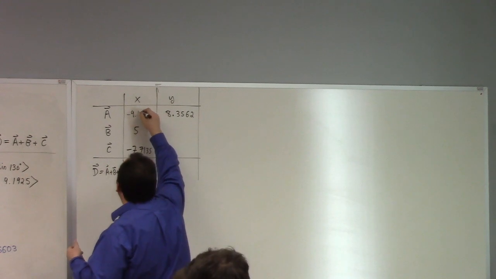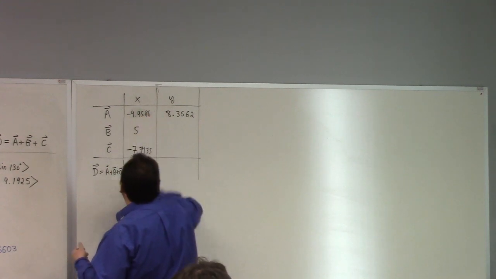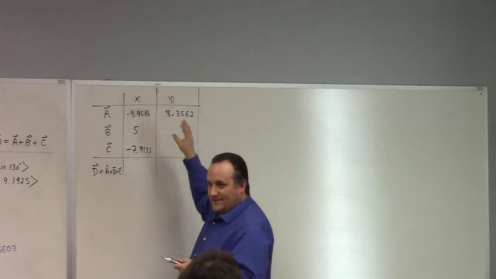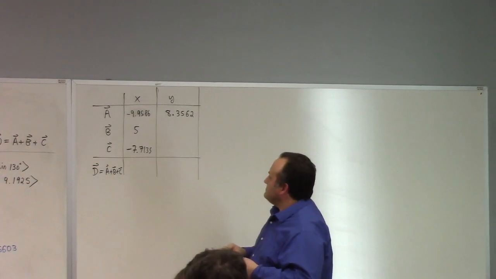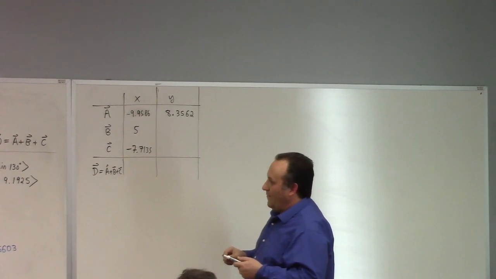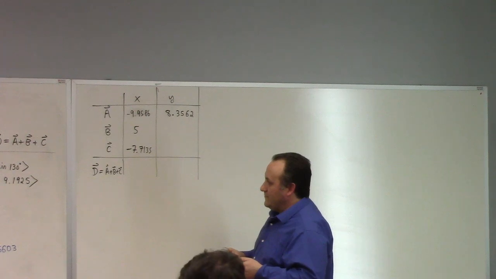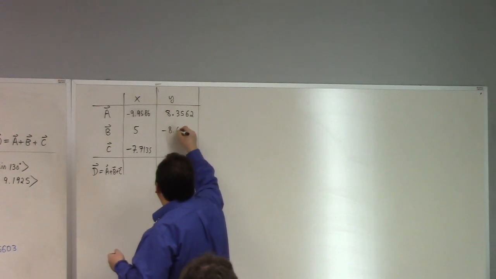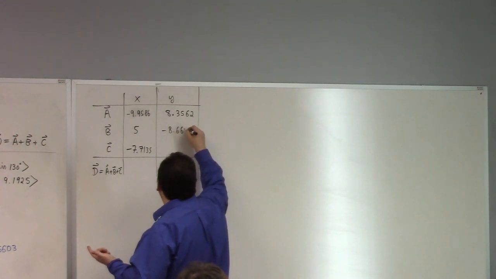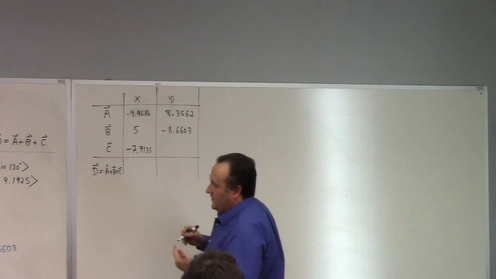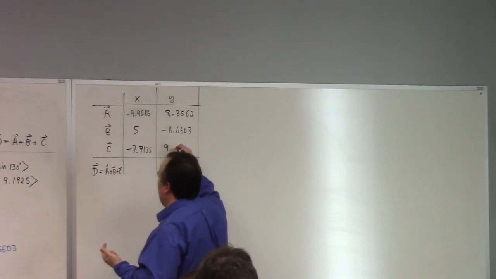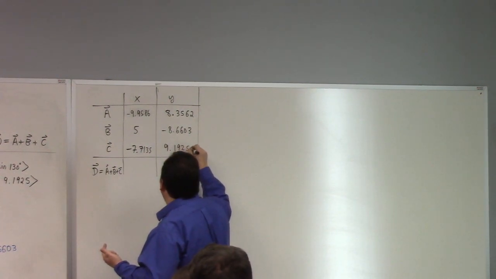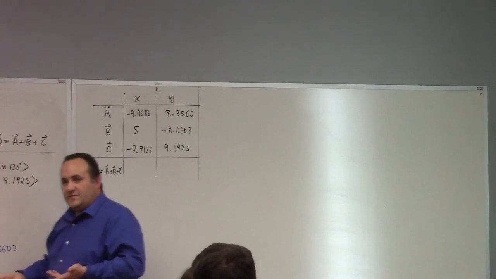Let's see here, 86. Little handy erasing action right there. Let's see here. Where was I? B sub y is minus 8.6603. And what's C sub y? C sub y is 9.1925.